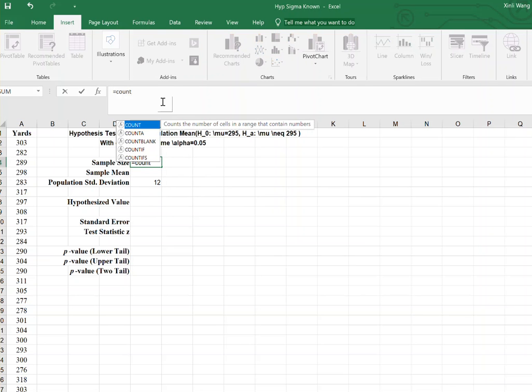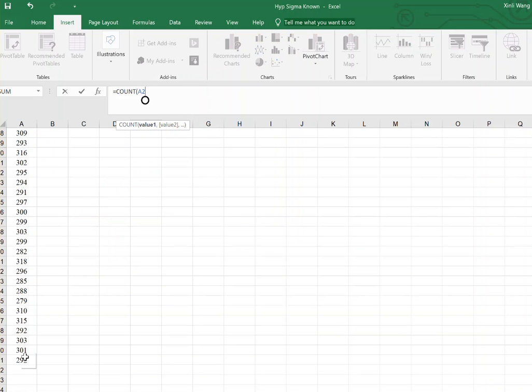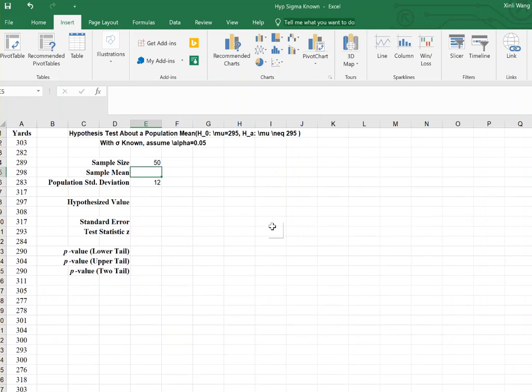And then we're going to first start by finding out the sample size, and the function we're going to use is called count. So key in the function, select all the data points you have from the first one up to the last one. So the last one happens in the cell A51. Close the bracket. Now we see we actually have 50 sample points.